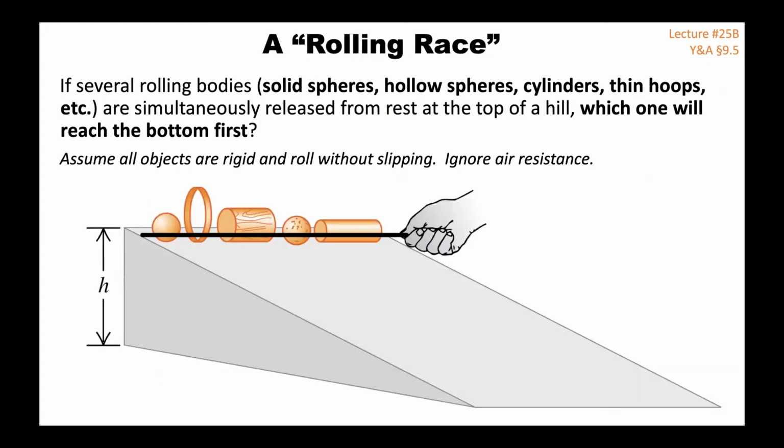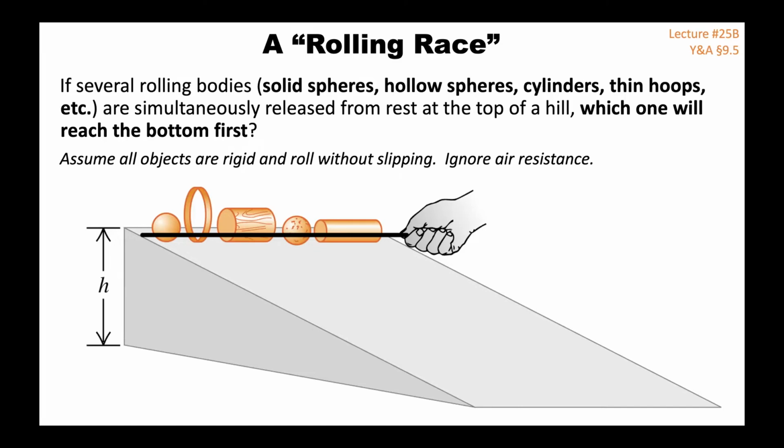All right, before we move on to sample problems, let's consider briefly a classic thought problem. What if we could release several rolling bodies from rest at the top of some sort of hill? It doesn't need to be a flat ramp. This could be a curved hill or one of varying slope.